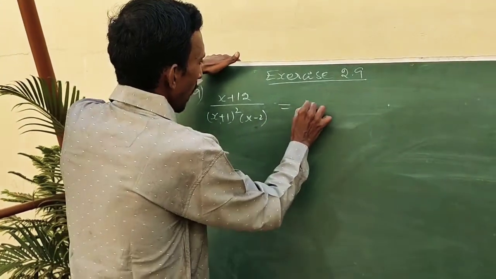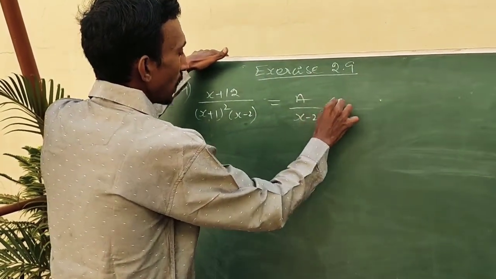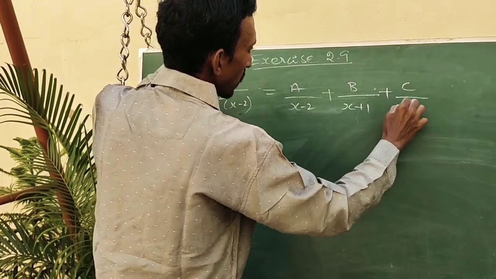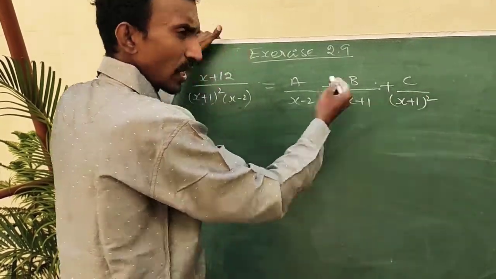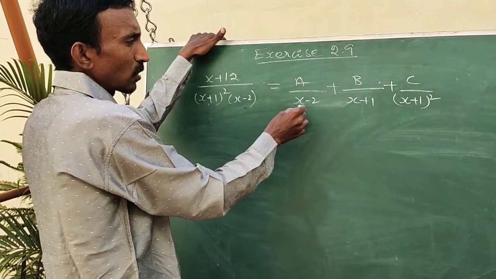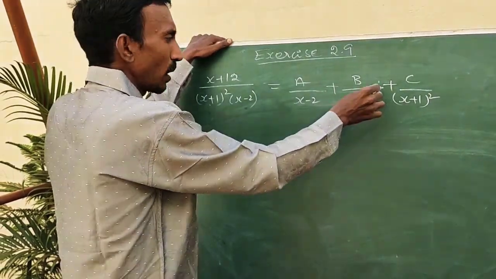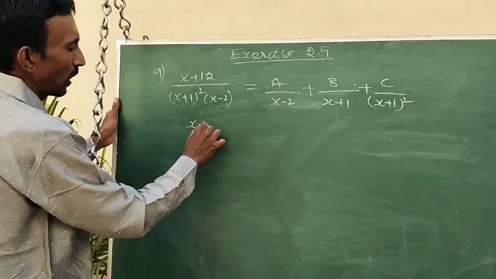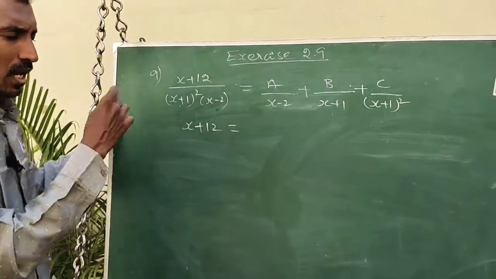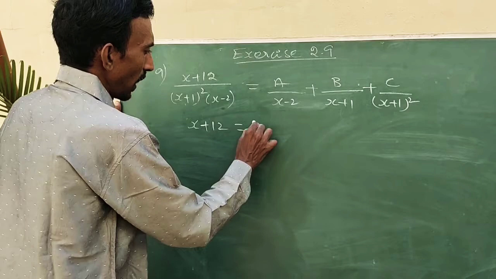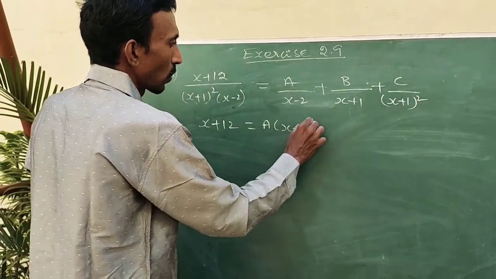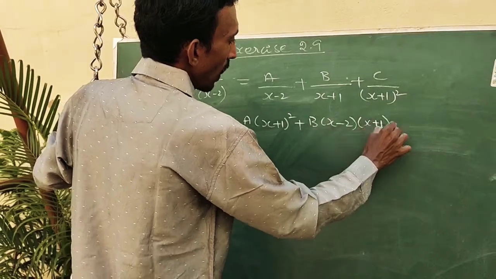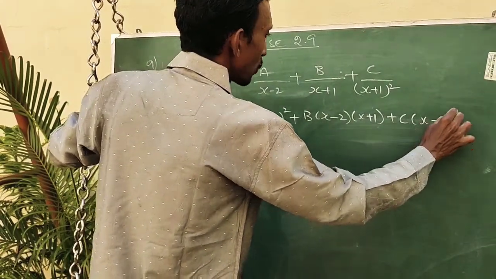I am taking a by x minus 2 plus b by, in increasing order, x plus 1 plus c by x plus 1 the whole square. If you want, you can rewrite as a by x plus 1 plus b by x plus 1 the whole square plus c by x minus 2. Both are correct. Okay. Now take the LCM and equate the numerators because the denominator is the same. Okay, a into x plus 1 the whole square plus b into x minus 2 into x plus 1 plus c into x minus 2.